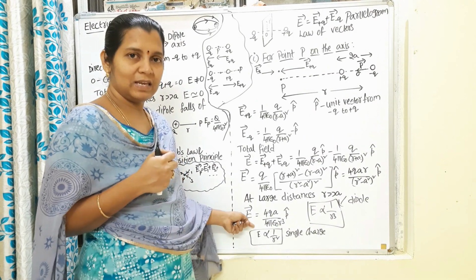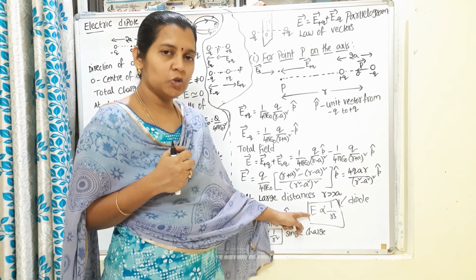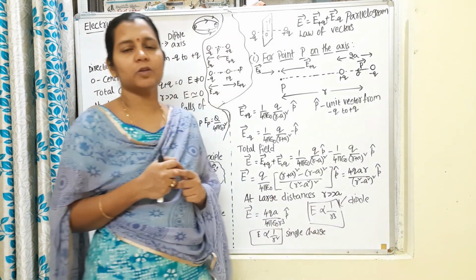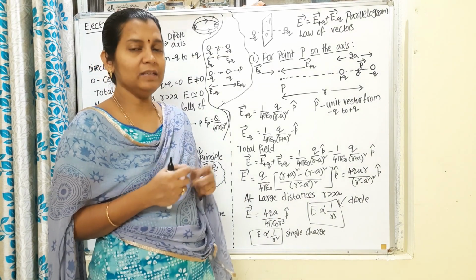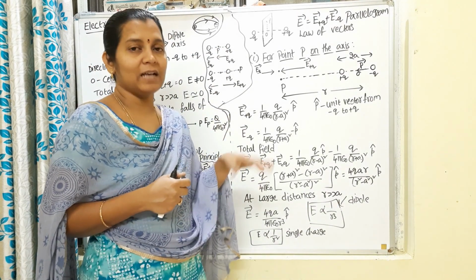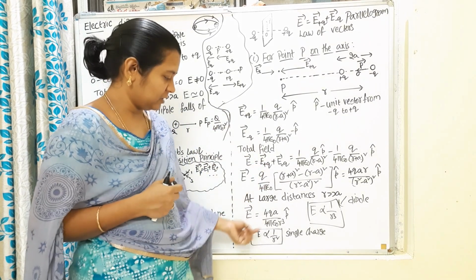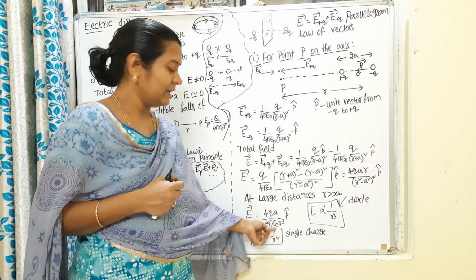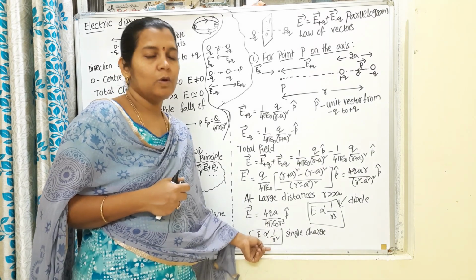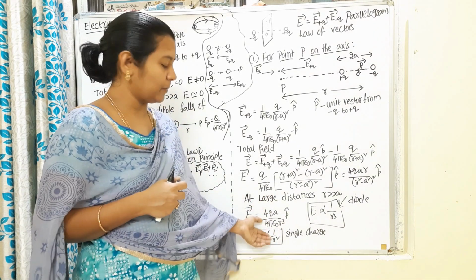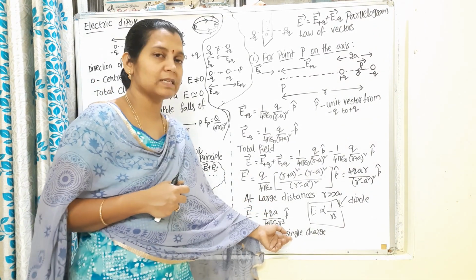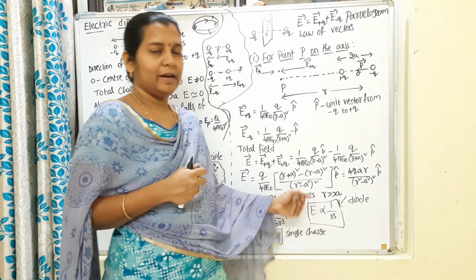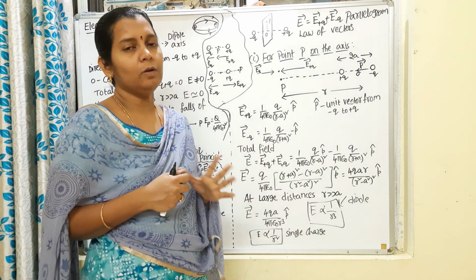And from this we can see the electric field due to a dipole is inversely proportional to r cube. That is, the electric field falls off faster than for a single charge. For a single charge, the electric field is inversely proportional to r square, and for the case of a dipole, it is inversely proportional to r cube.